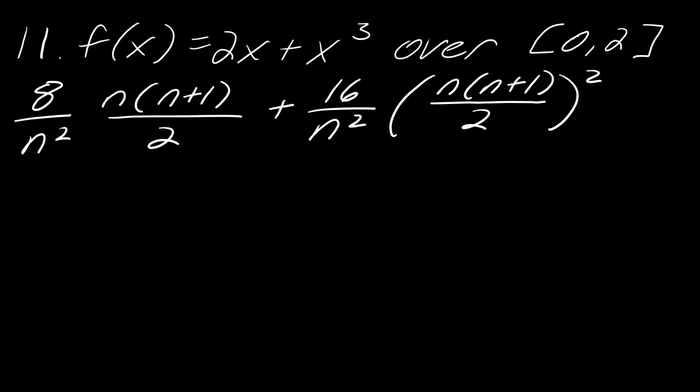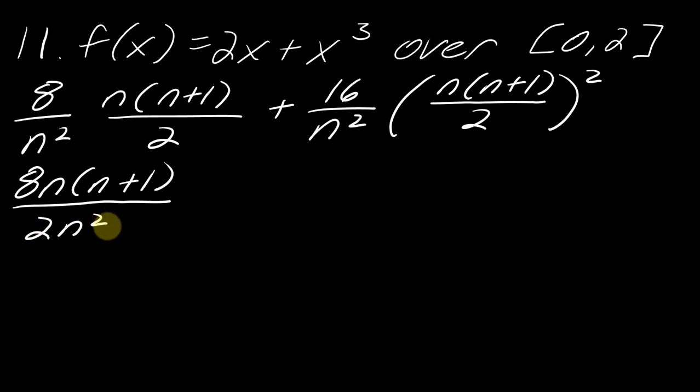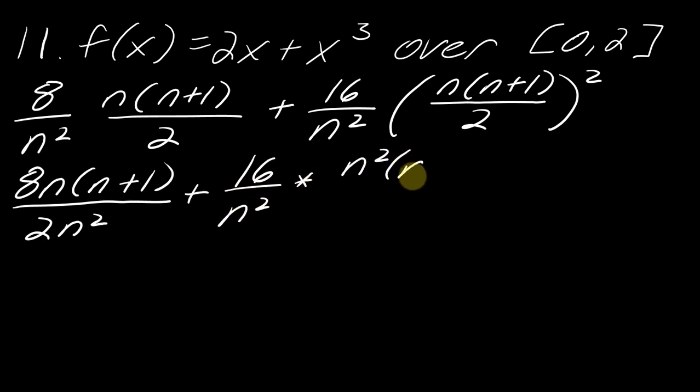So let's just continue to simplify slowly here. If I keep going, I have 8n times n plus 1 over 2n squared for this first fraction, and then for this second fraction, I want to go ahead and just square all these parts. So this becomes n squared times n plus 1 squared over 4, and now I can make a few simplifications. Oops, and this should have been to the 4th, sorry. To the 4th.